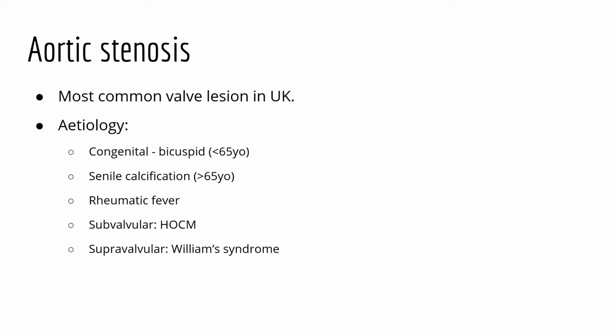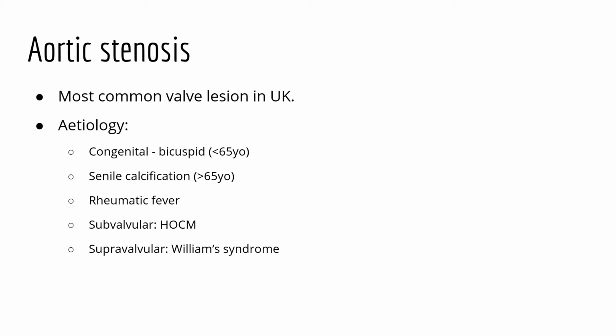So the first valve pathology we'll be covering today is aortic stenosis. It's the most common valve lesion in the UK, and it has a varying etiology. Typically congenital, so a bicuspid valve, which we saw in that first slide. This typically presents before 65 years of age. We also see senile calcification, and senile, obviously we're expecting this to be in elderly populations, so above 65-year-olds typically.